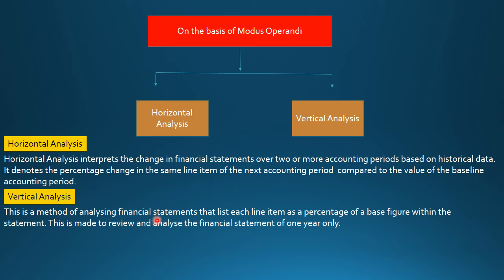Vertical analysis. This is a method of analyzing financial statements that lists each line item as a percentage of a base figure within the statement. This is made to review and analyze the financial statement of 1 year only. In the case of vertical analysis, we will take only 1 year data and it will be expressed in percentage to a base figure within the statement.